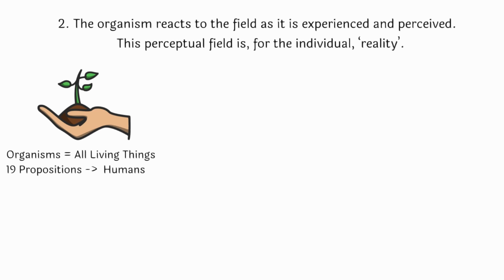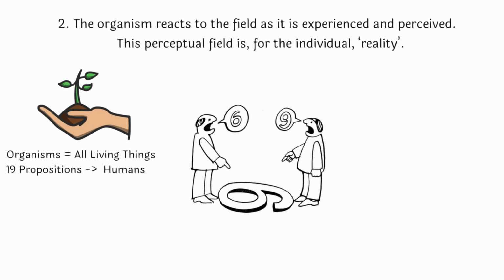What Rogers is also saying here is that we react to the field as we experience and perceive it. So basically, whatever we're perceiving in the world, we will likely have a reaction to it. It might be something we see, it might be a sensation we have, it might be an experience. And what he's saying here is that all these experiences and perceptions are ultimately our reality.